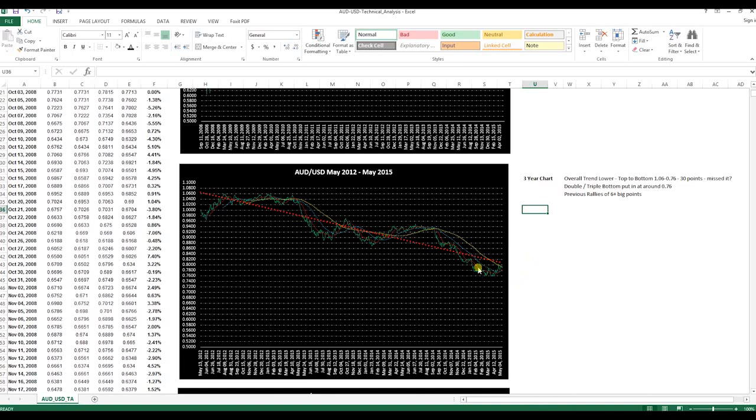Additionally, once we start zooming in, we can see some recent occurrences where we've got a double or triple bottom put in around 76. And when we look at previous rallies, we can see, first of all, we have a rally here that's occurred recently. And when we look at past rallies to compare this, we see, for example, this rally here towards the end of 2013, beginning of 2014.